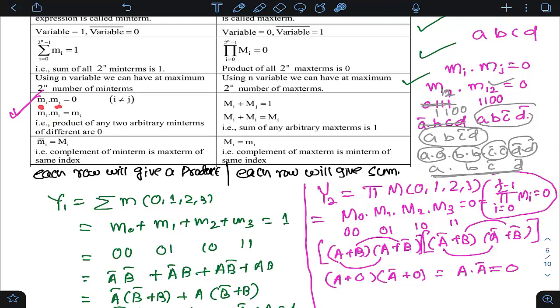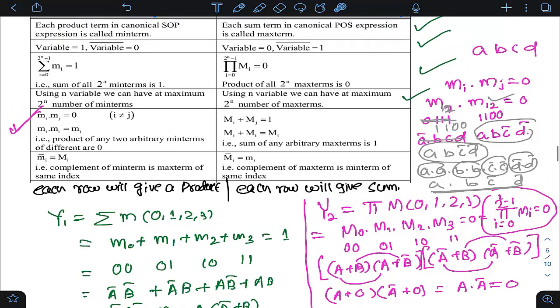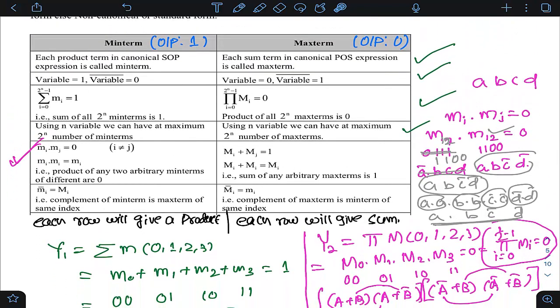But if i and j are of different index, you always get 0. So the product of any two arbitrary minterms of different index is always 0. So this logic is clear, I believe. Now let us see what its equivalent property is with respect to maxterms.